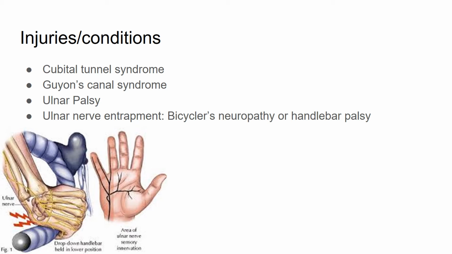Ulnar nerve palsy is a general term referring to loss of sensation and function relating to damage of the ulnar nerve. Ulnar nerve entrapment occurs when the nerve is compressed. This condition is common in cyclists and is referred to as bicycler's neuropathy or handlebar palsy because of the position and pressure exerted on the hand and wrist when biking for extended periods of time. The wrist is often hyperextended and resting on the handlebars, causing the nerve to stretch and become compressed.